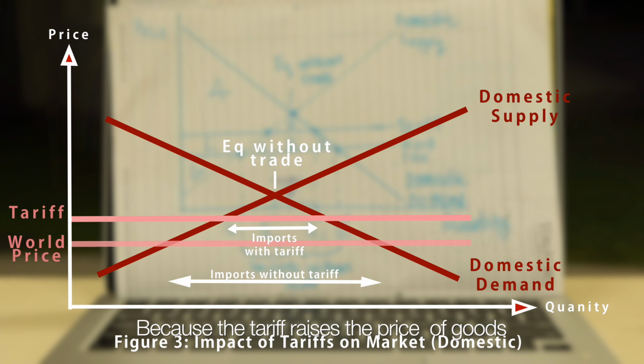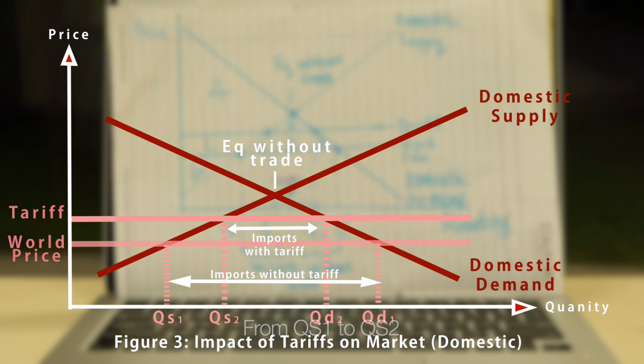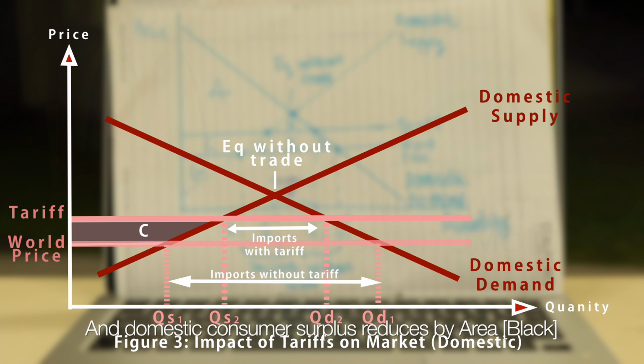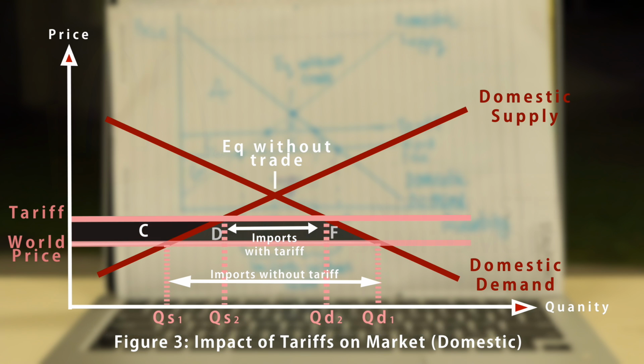Because the tariff raises the price of goods, it reduces the domestic quantity demanded from QT1 to QT2 and raises the domestic quantity supplied from QS1 to QS2. Thus, the tariff reduces the quantity of imports and moves the domestic market closer to its equilibrium without trade. Our domestic suppliers will win bigly from this. Because the tariff raises the domestic price, domestic producer surplus increased by area C, and domestic consumer surplus reduces by area C plus D plus E plus F. In addition, the government raises revenue.